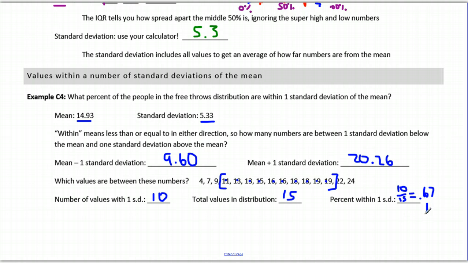But we want a percent, so to turn that into a percent, we move the decimal over two places, or multiply by 100, and then it becomes 67%. So the percent within 1 standard deviation is 67%, and the way we did that was by taking the mean, adding a standard deviation, subtracting a standard deviation, and seeing what percent of our numbers, percent of our list, fell within that range.